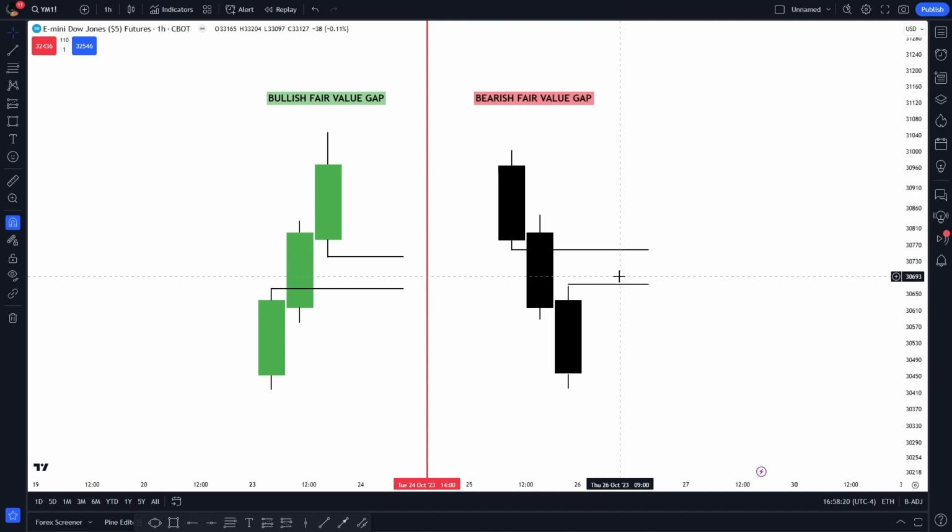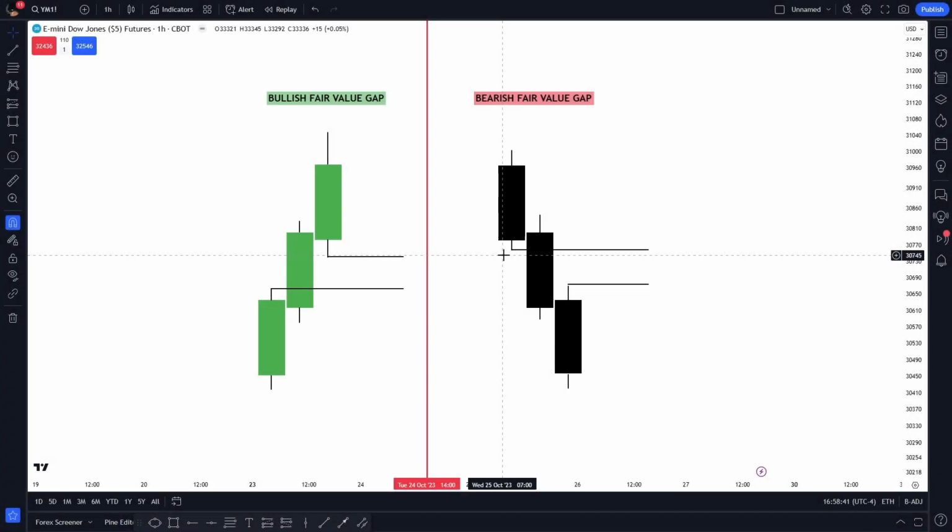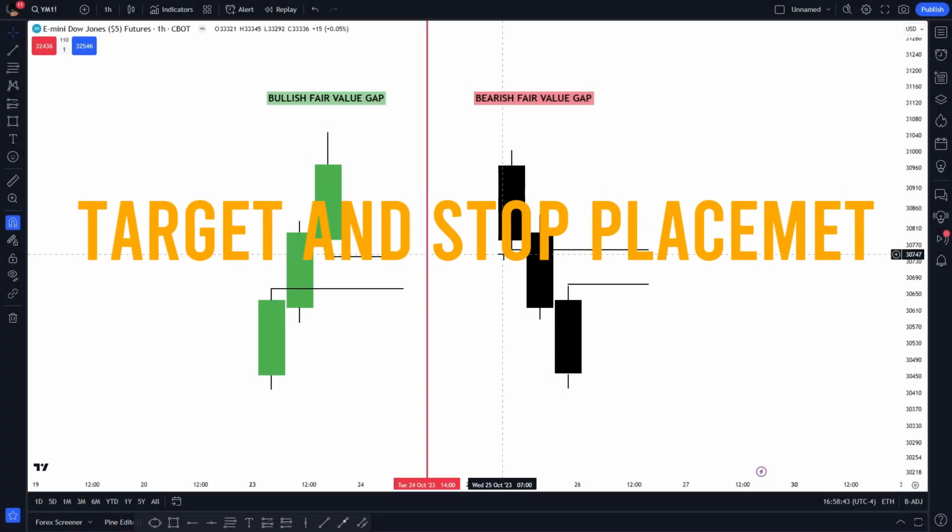So if the liquidity run that happened was on buy side liquidity, you would look for a bearish fair value gap. And if the liquidity run that happened was on sell side liquidity, you would look for a bullish fair value gap. Step 5, target and stop placement.